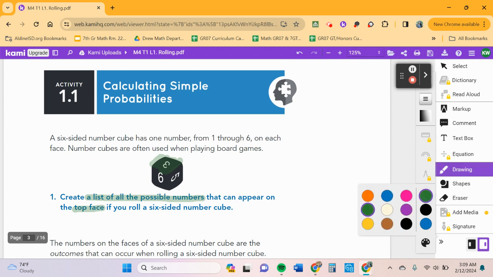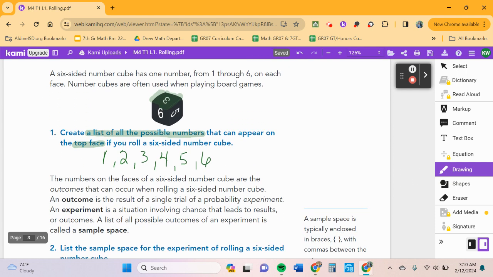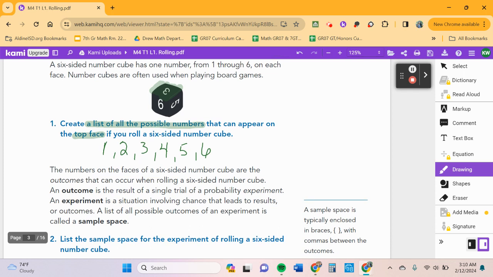Well, I know I can roll a 1. I can roll a 2. If you know the rest, go ahead and write them as I'm writing them as well. And you should have gotten 1, 2, 3, 4, 5, and 6. Simple. Let's continue.